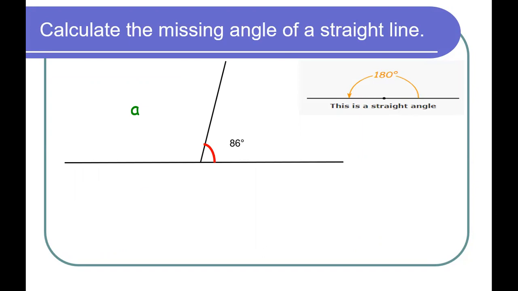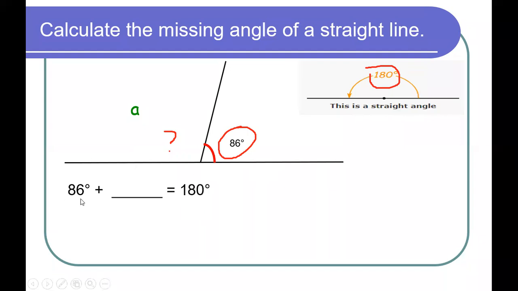Okay, we have an example here. What is this missing angle? On the other side, to make 180, there is already a given 86. What is this one, to make 180 degrees? So the first thing, like what we did in the right angle, you're going to write this equation: 86 plus something equals 180.